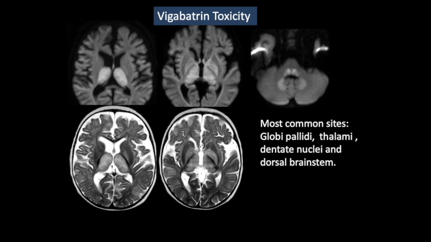Vigabatrin is an effective first-line therapy for infantile spasms and refractory complex partial seizures. Symmetrical T2 signal and diffusion restriction changes are visible in the globi pallidi, thalami, dentate nuclei, and the dorsal brainstem.